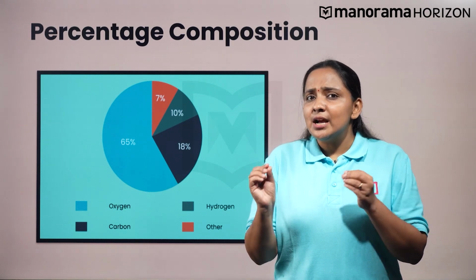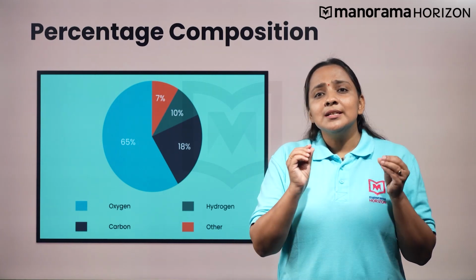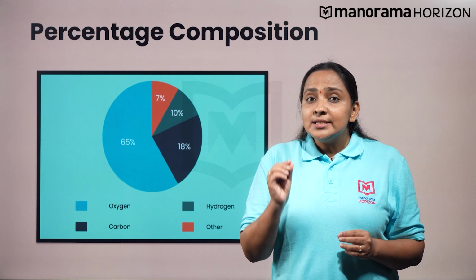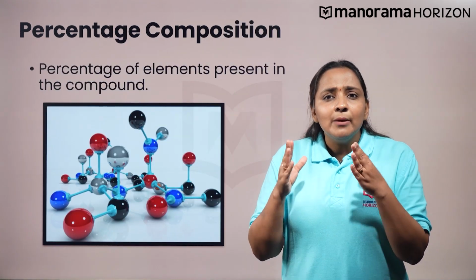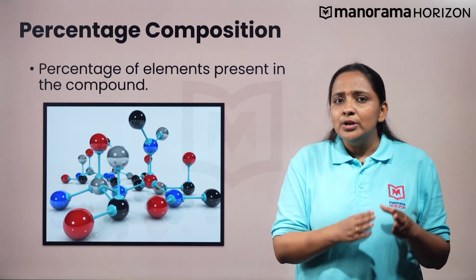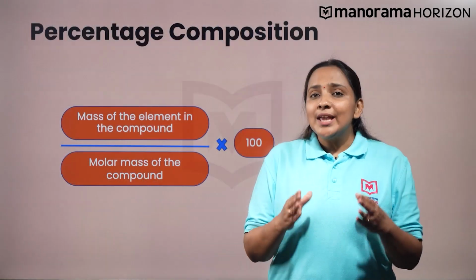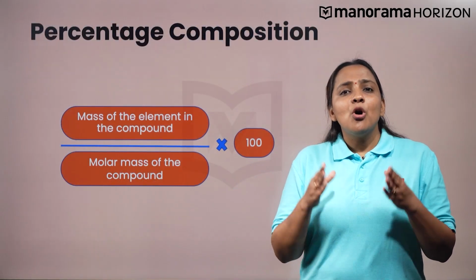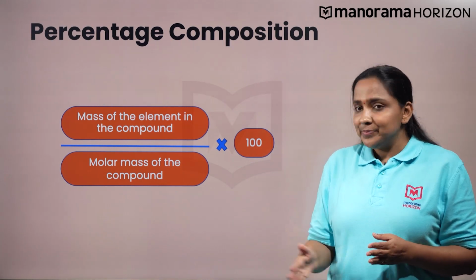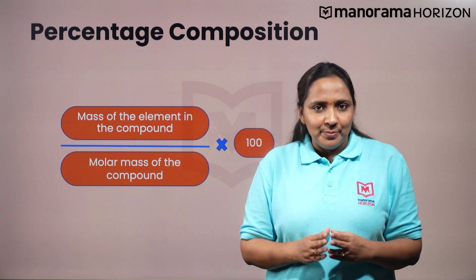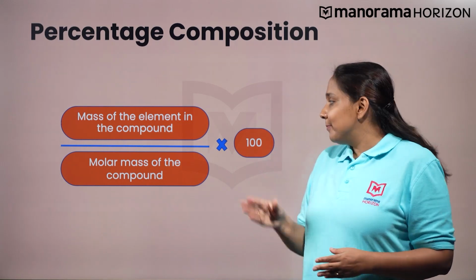So, the percentage composition means how much of a particular element a substance is made up of. The same concept can be applied in chemistry. In chemistry, the percentage composition of a compound means the percentage of the elements present in the compound. To calculate the mass percentage of any element in a substance, we will use the following formula. Mass of the element in the compound divided by the molar mass of the compound multiplied by 100.